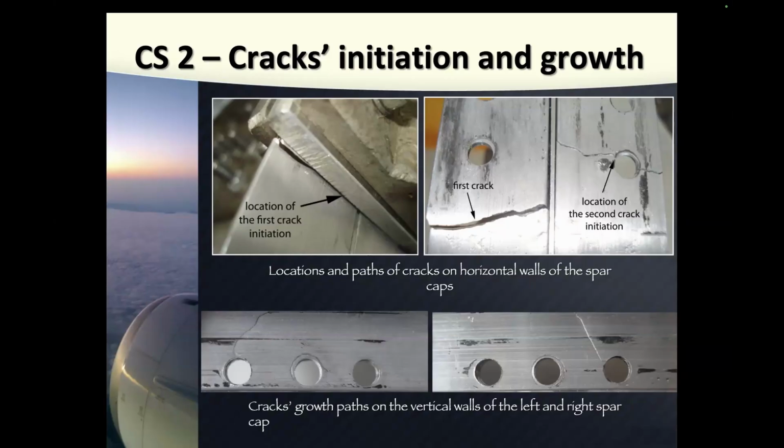So the first crack is on this spar cap, the second occurs here on a fastener hole, and then, because I told you this is in fact an L beam, the crack appeared here on the horizontal wall and then moved along the vertical wall. So you can see here the images of the crack paths on the vertical walls.